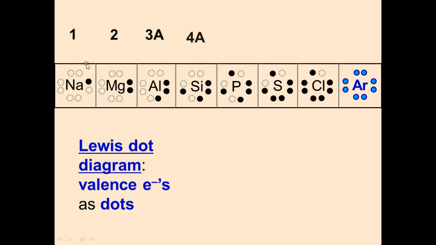And here are the Lewis dot diagrams, and these show the valence electrons. And so these are the groups, so 1, 2, 3, 4, 5, 6, 7, 8. And these are the same corresponding number of valence electrons.